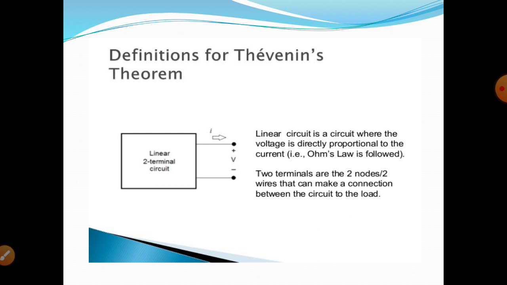The definition for Thevenin's theorem: a linear circuit is a circuit where the voltage is directly proportional to the current, that means it follows Ohm's law. The two terminals, or two nodes, or two-wire system make a connection between the circuit and the load. These are the basic definitions of Thevenin's theorem.